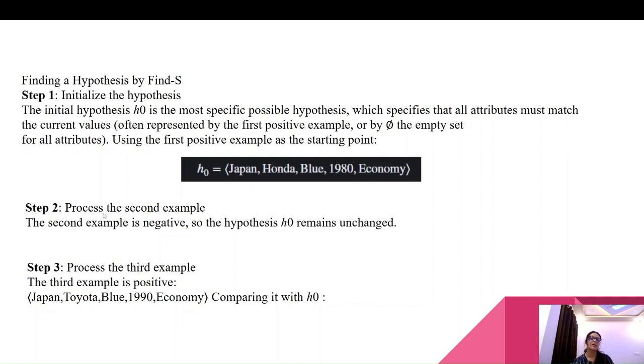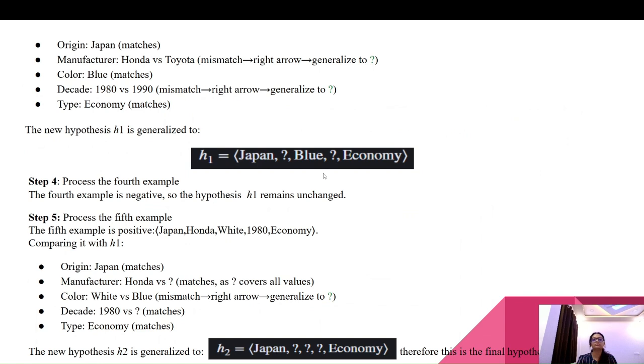Step 2, process the second example. The second example is negative, so the hypothesis H0 remains unchanged. Step 3, process the third example. The third example is positive, hence we have to change the hypothesis. Japan, Toyota, Blue, 1990, Economy, comparing it with H0.